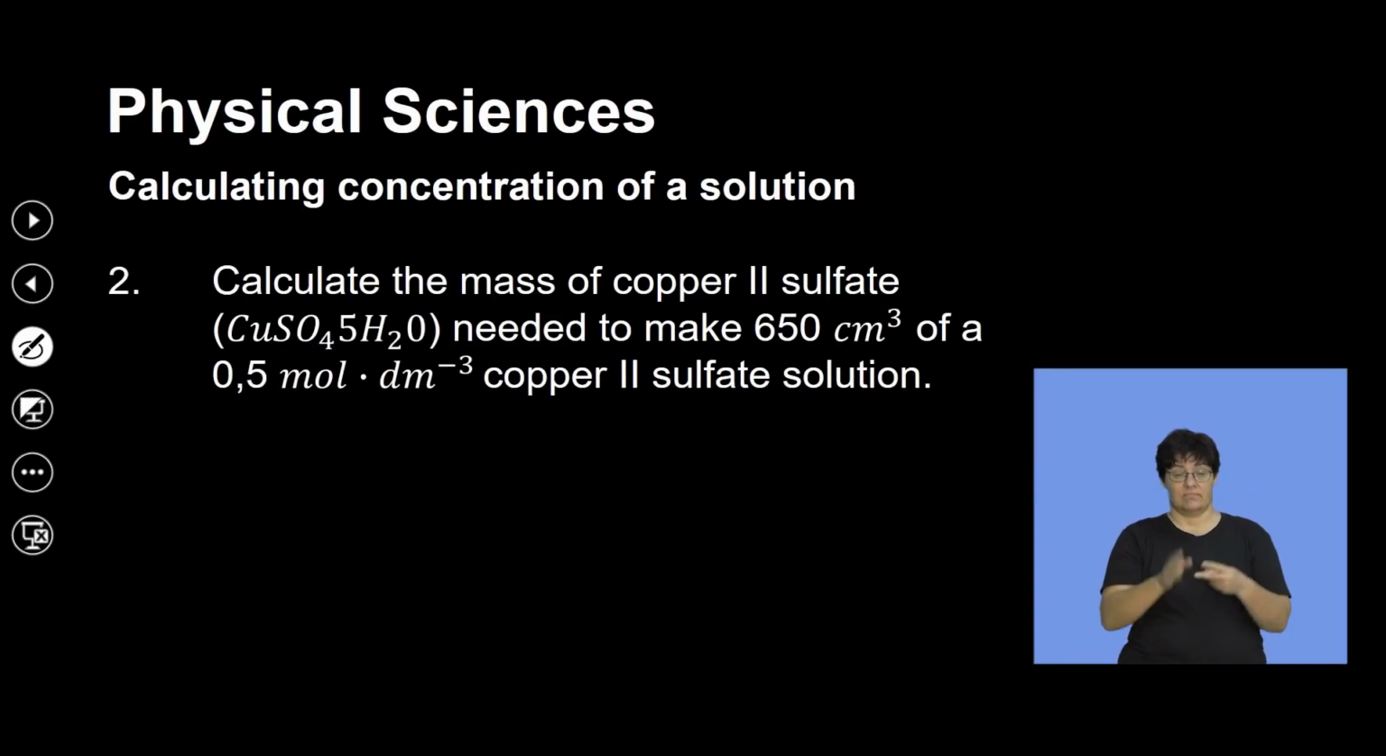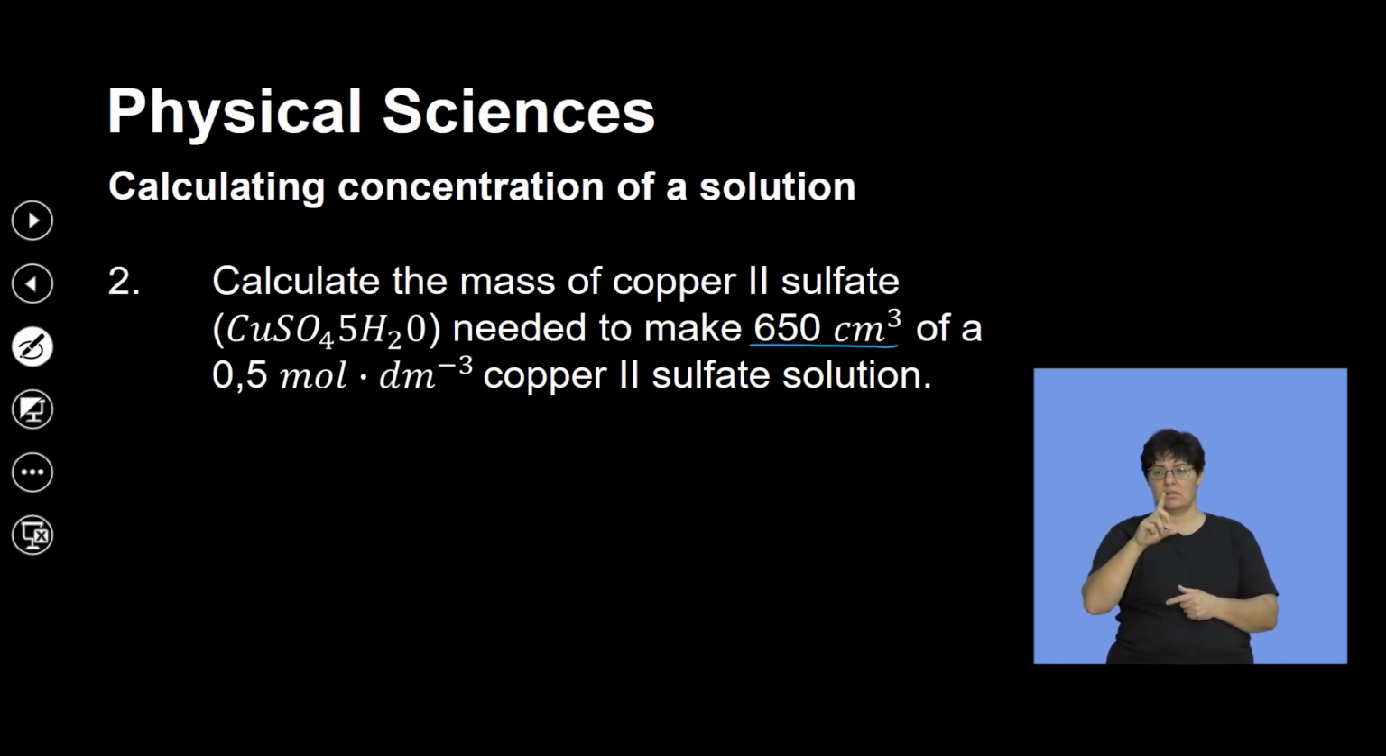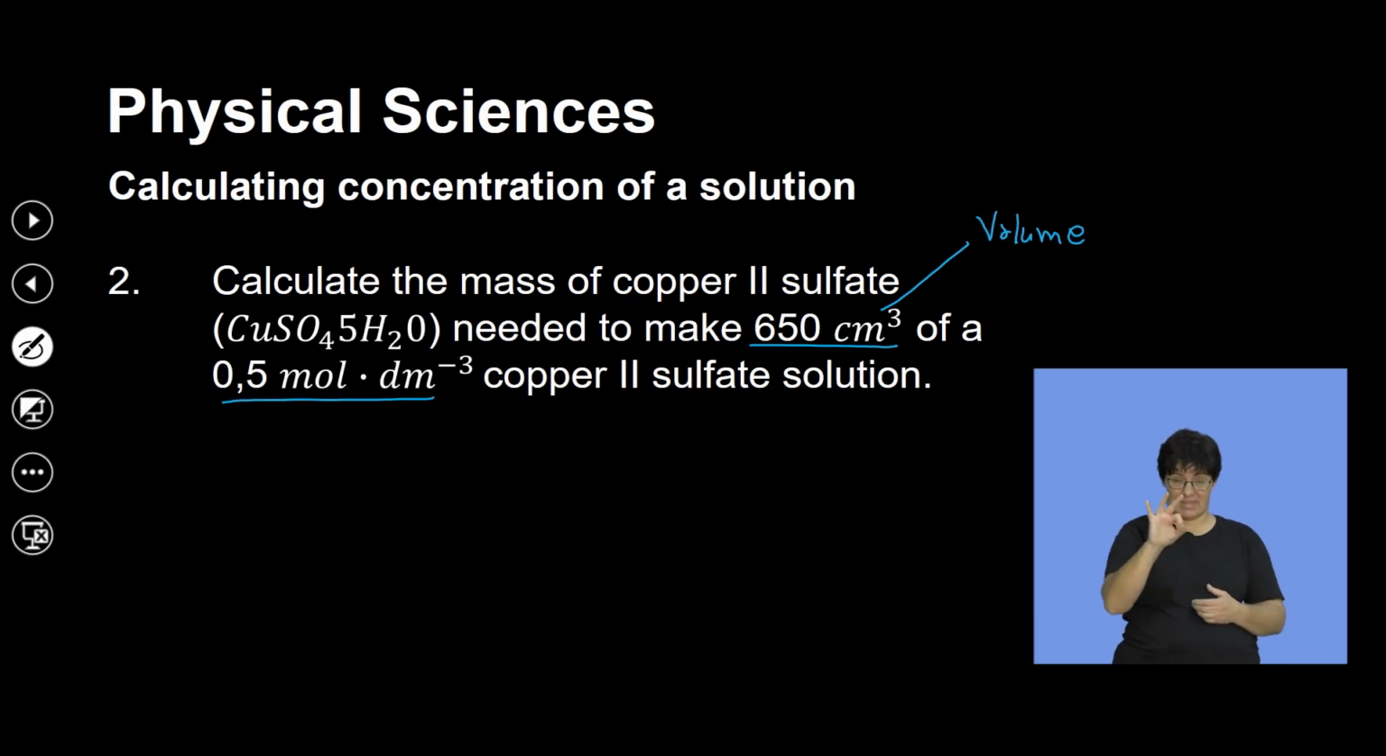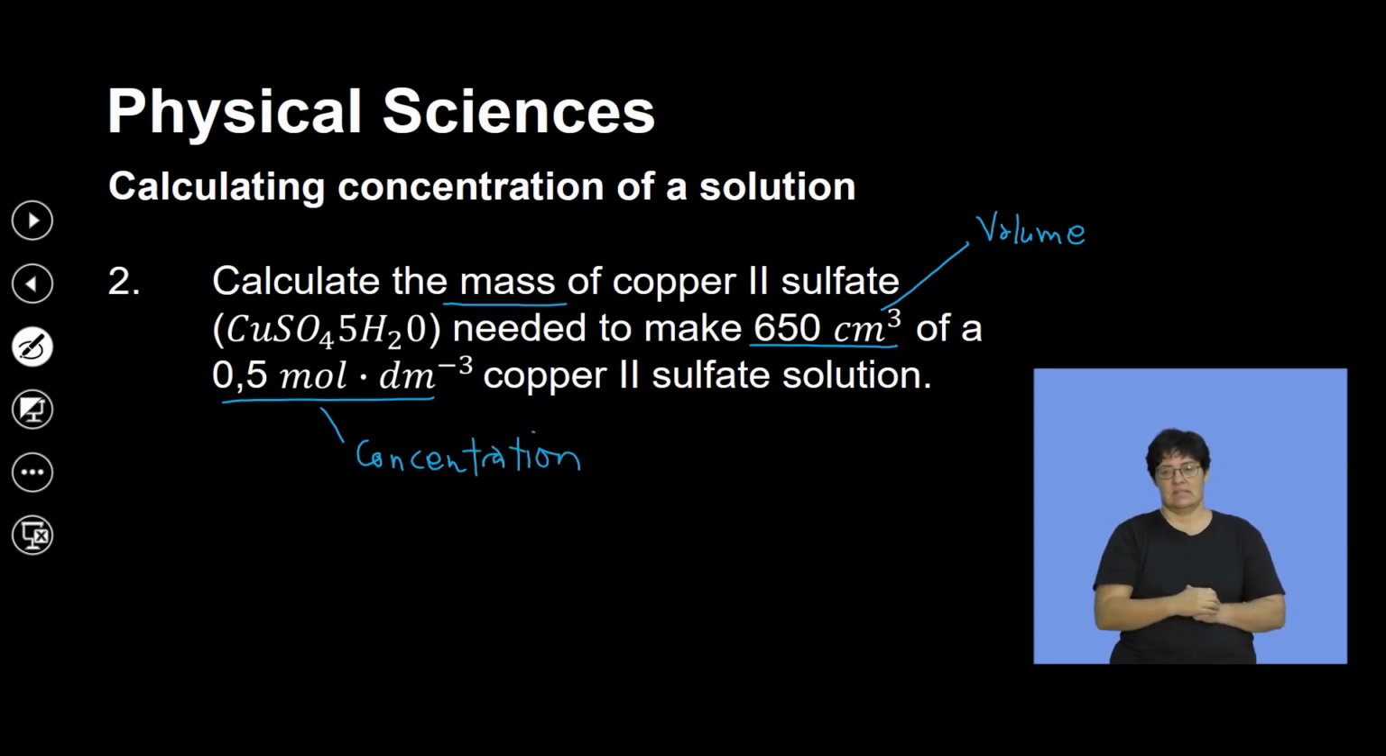Now, let's move forward. It says here, calculate the mass of copper 2 sulfate needed to make 650 cubic centimeters of this solution, which is 0.5 moles per cubic decimeter. That's the concentration. So what do we have? We've got the volume, which is given in cubic centimeters. We also have the concentration. Take note, in this case, concentration is given, but we're looking for mass, right? So it's like we're working backwards now.